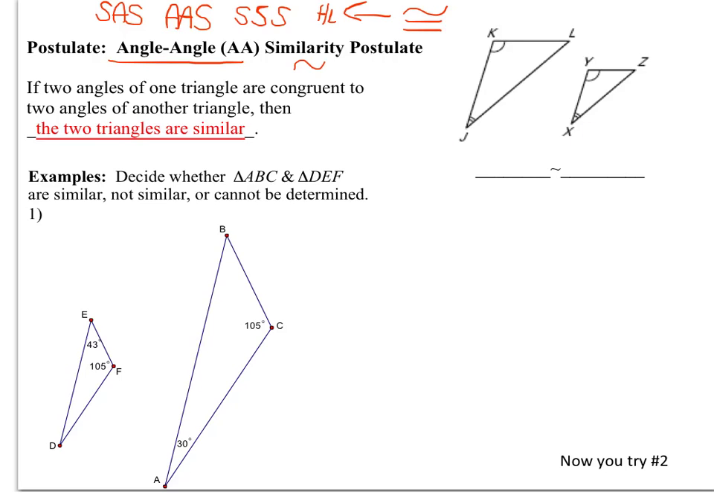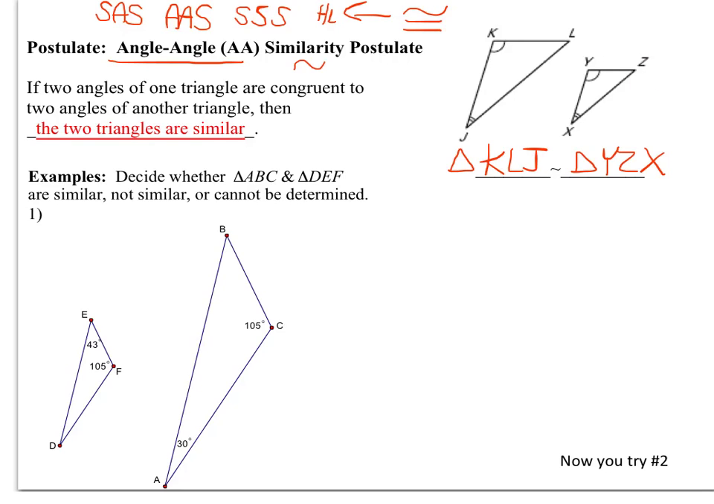So what we start with is if two angles of a triangle are congruent to two angles of another, so we have K is congruent to Y, J is congruent to X, then we can state that these two triangles are similar. So we can make a triangle similarity statement. Triangle KLJ is similar to triangle YZX. Notice how I used corresponding angles and lined them up. So K matches up with Y, L matches up with Z, and that's exactly what it says in my statement. J matches up with X.